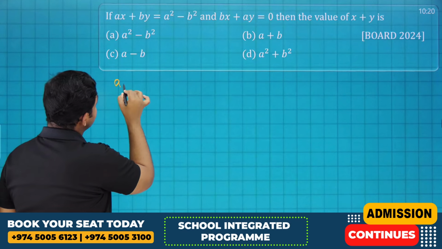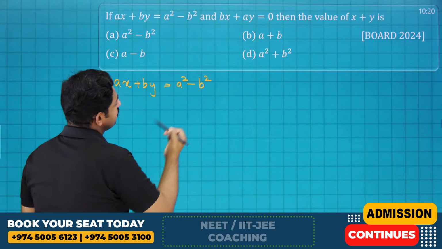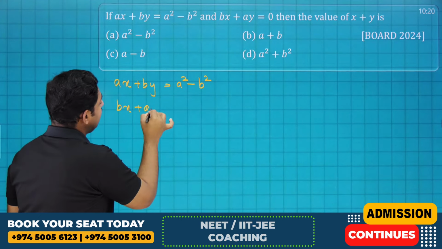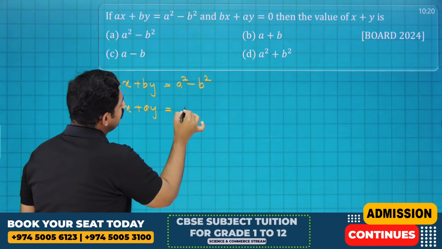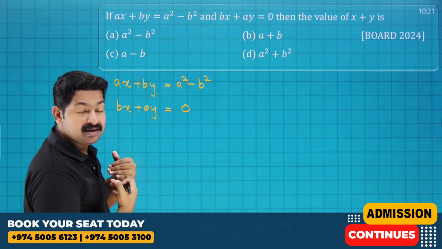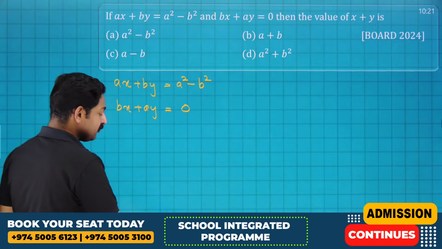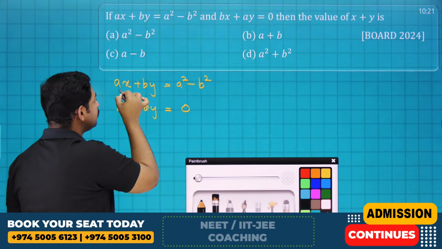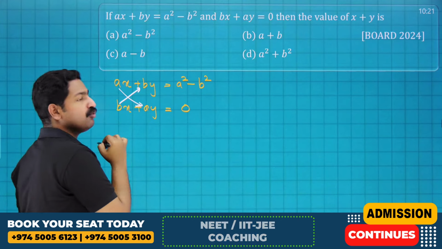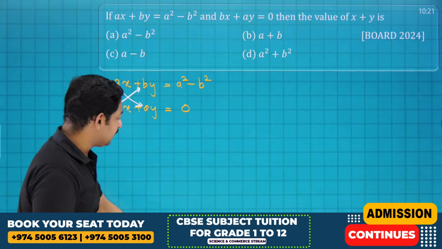I am writing the first equation, ax plus by equal to a square minus b square. This is the first equation. And the second equation is bx plus ay is equal to 0. This is the second equation. And you can see the pattern. How can we identify that it's a special type of pair of equations? You can see diagonally here the coefficient of x and the coefficient of y are same, and here also the coefficient of x and the coefficient of y are same. So it's a special type of equation.